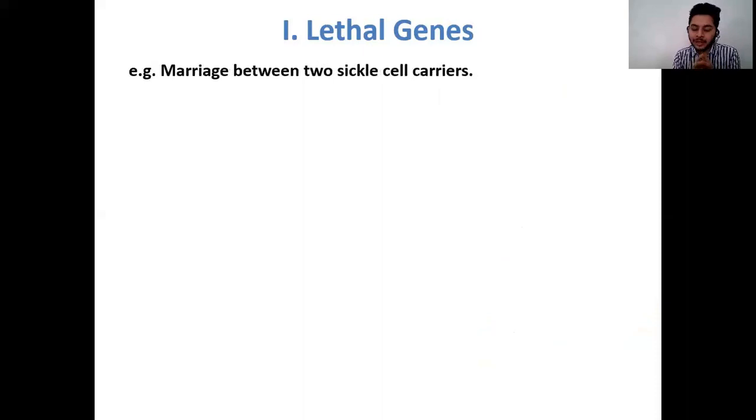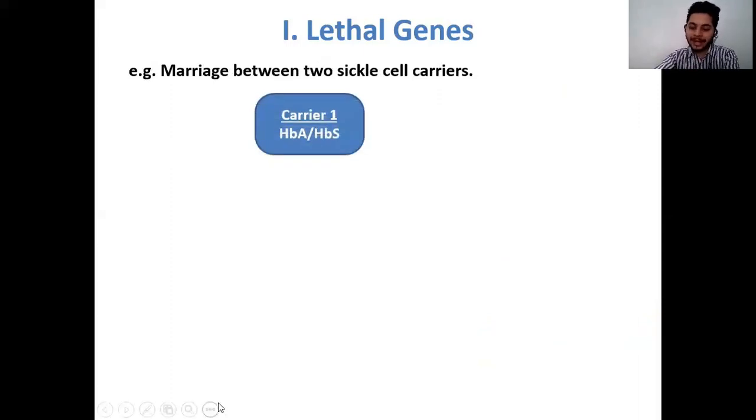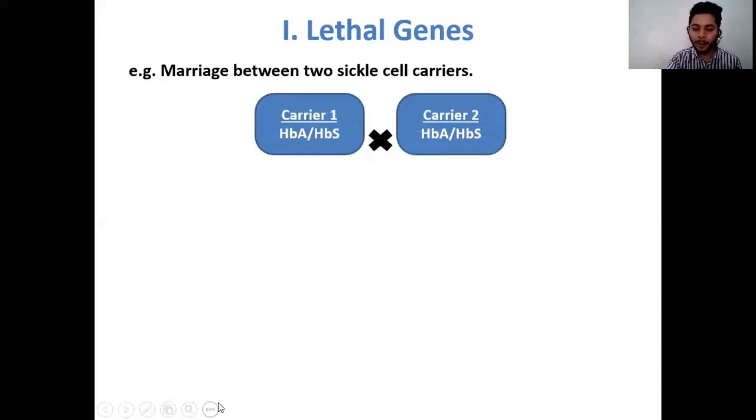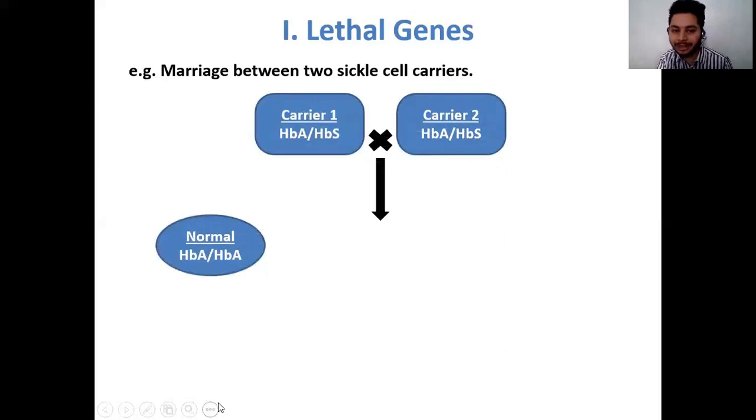Now what if two such sickle cell carriers marry each other? Then I have carrier 1 marrying carrier 2. Upon marriage, the individuals that you get are of three different types. The first that you get is a normal individual carrying the genotype HbA HbA.